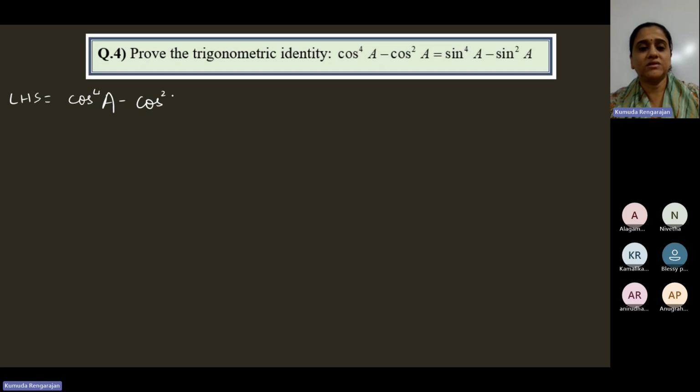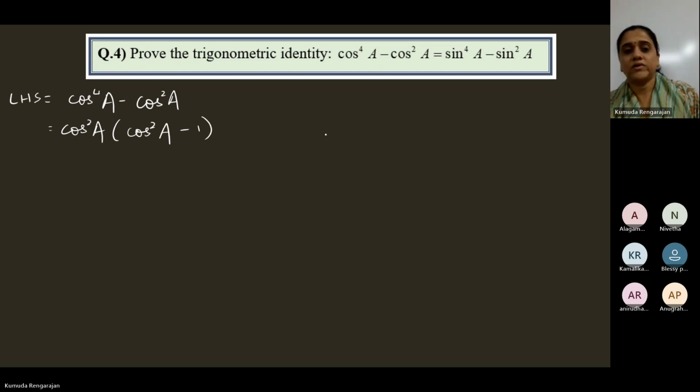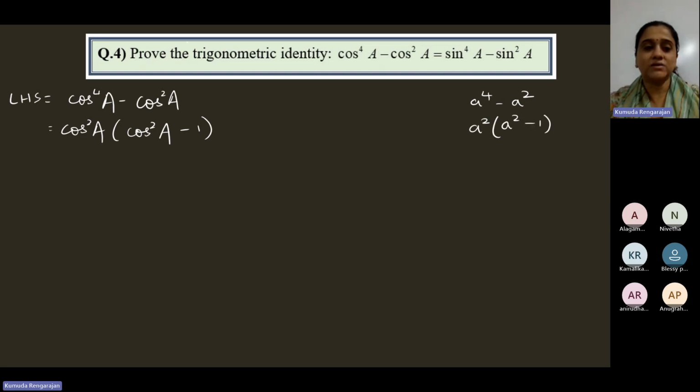So what's the rule? Whenever there's something common, take out the common factor, right? That's a rule. When you have a to the power 4 minus a square, a square is common. So a square minus 1. Just applying algebra here to trigonometry. Simply applying algebra to trigonometry.